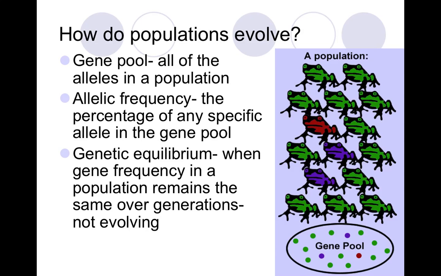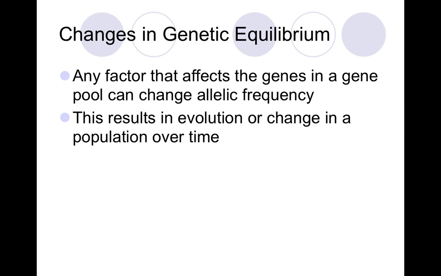Now, a genetic equilibrium, we know that equilibrium is when things are equal. It's when the gene frequency remains the same over generations. So that would be as if those frequencies stayed at 50-50 for generation after generation. That's genetic equilibrium. That means that population is not evolving. So you need to know that. Genetic equilibrium means that population is not evolving.